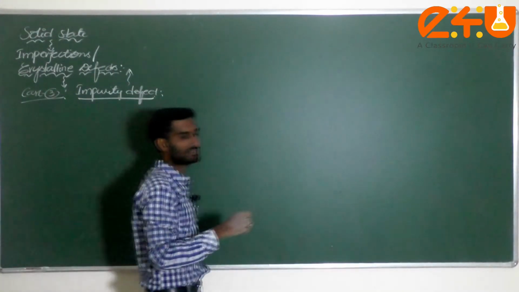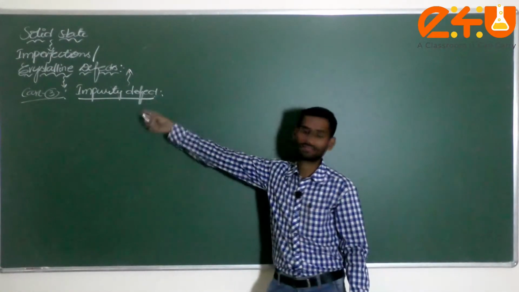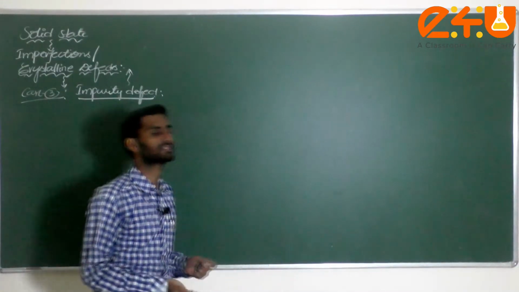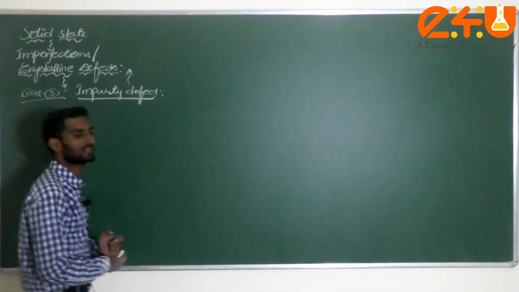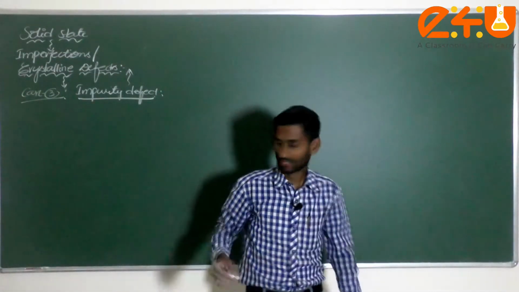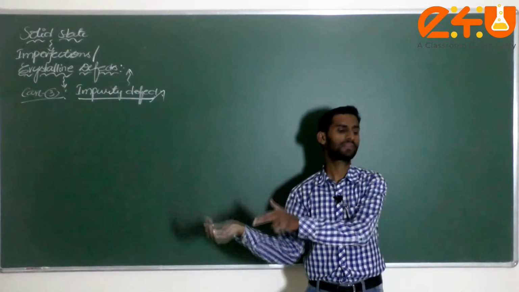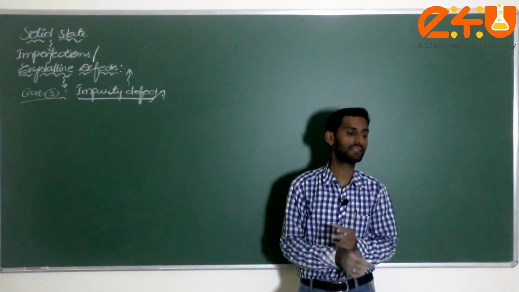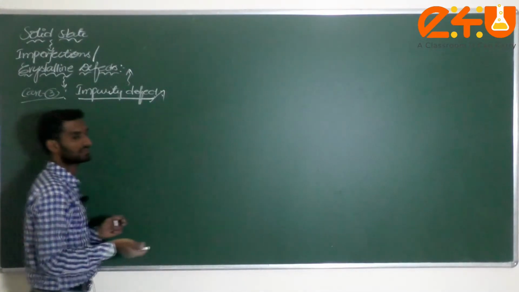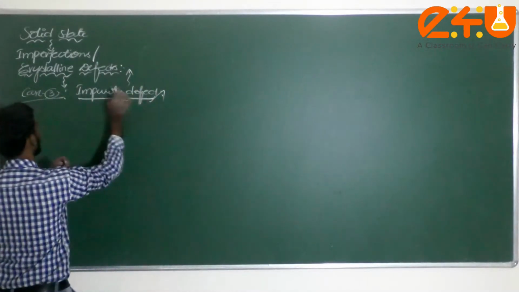Impurity defect. This defect arises due to the introduction of some impurities into the crystalline lattice, while maintaining electrical neutrality. Such defects are called impurity defects. When we introduce some impurities into a crystalline lattice, it is called an impurity, and that process is called the doping process.